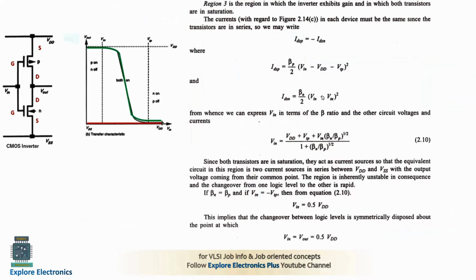And the derivation is given over here. You can see IDSP is minus IDSN. Why? Because drain to source current we are going to take. In terms of drain to source, if we take this current direction, it means from VDD to Vout the current will flow. In the P transistor it is shown as reversed. That's why we need to take it as minus. But in the N transistor the flow will be from Vout to VSS.